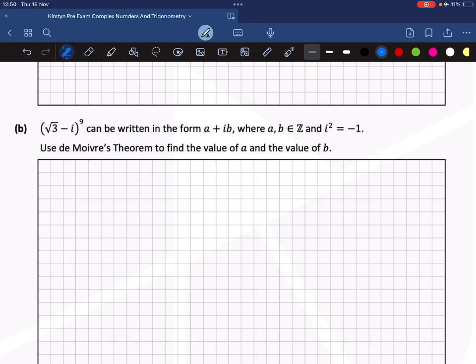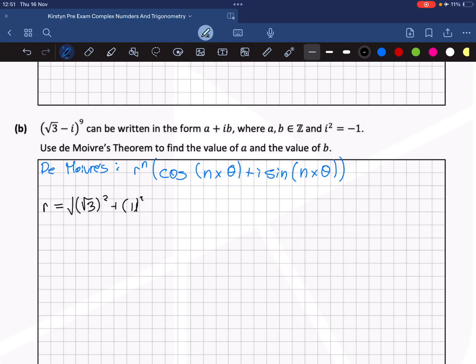So, it's telling us to use De Moivre's theorem. Well, what is this? It's going to be equal to r to the power of n times the cosine of n theta plus i sine n theta, where that n is going to be equal to the power. So here we have a power of 9. First of all, we need to figure out what r is. It's the modulus, so it's root 3 squared plus 1 squared. Find the square root of that. So it's the square root of 4, equal to 2.